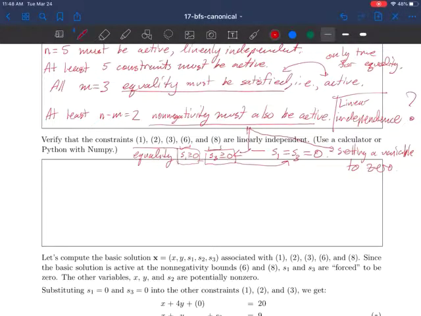So let's see, what does that mean? That means that if we form this constraint matrix that just has these 5 constraints, we look at this matrix, I'll call it B. What is it? Well, it's 1, 4, 1, 0, 0. That's the first equality constraint. It's 1, 1, 0, 1, 0. That's the second equality constraint. Then 2, 3, 0, 0, 1. That's the third equality constraint.